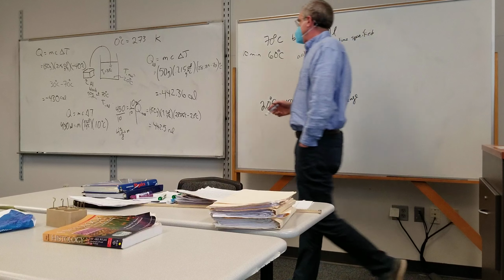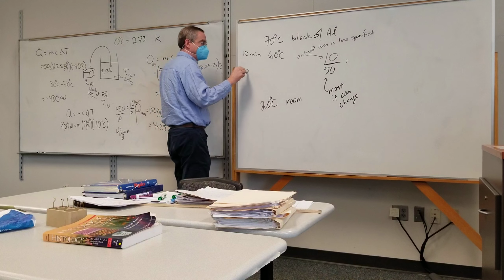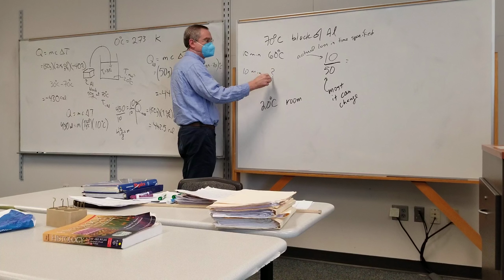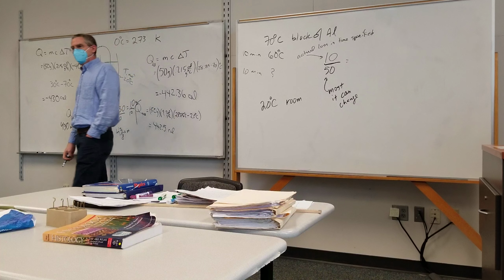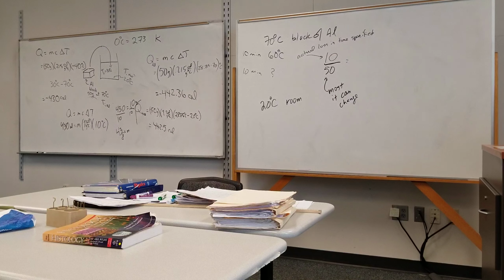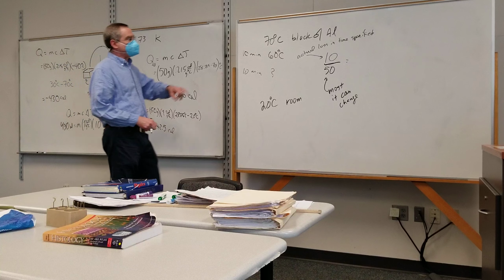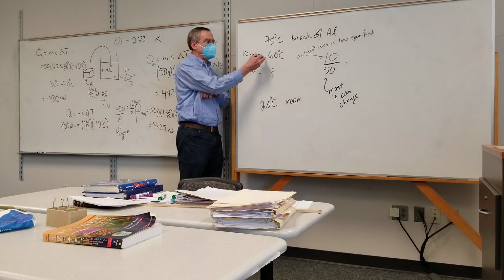So the question is, after another 10 minutes, what will the temperature of the block be? It is not going to lose 10 degrees every 10 minutes. It will lose a fifth of what it possibly could lose every 10 minutes. So at this point, what is the most it can possibly lose?